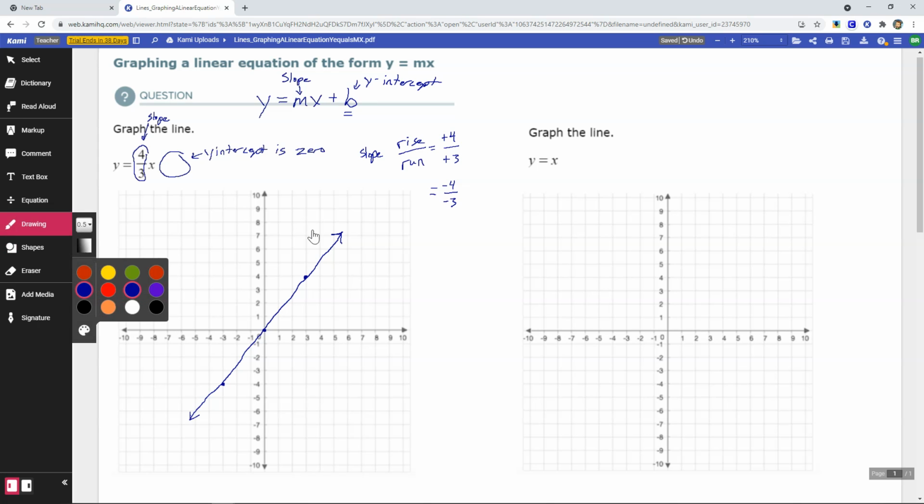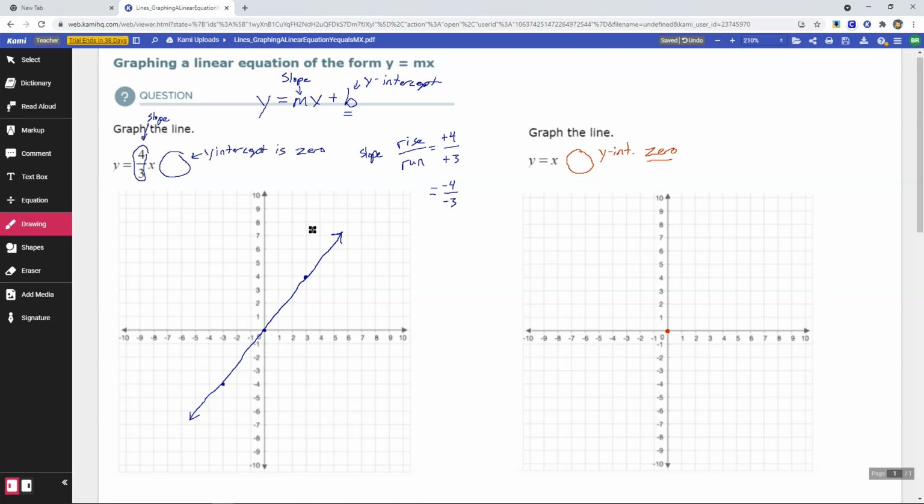Now, let's take a look at the next line over here. We have just y equals x. So again, notice we have no y-intercept, so the y-intercept is 0. So for all of the ones in this particular lesson, they're going to be written in the form y equals mx. In other words, there is not going to be a b, so that means that they're all going to pass through the origin. They're all going to pass through 0, 0. So that's 1 point that you will have for every single one of these.